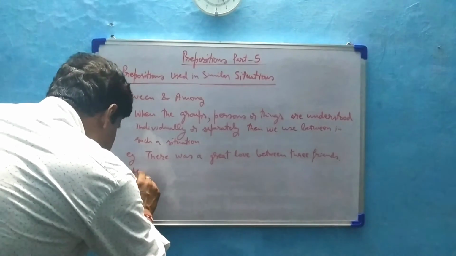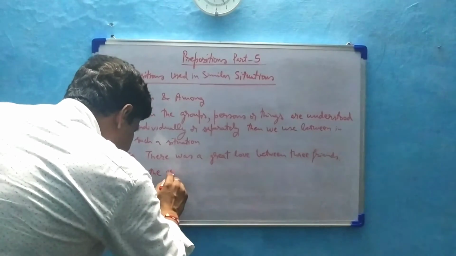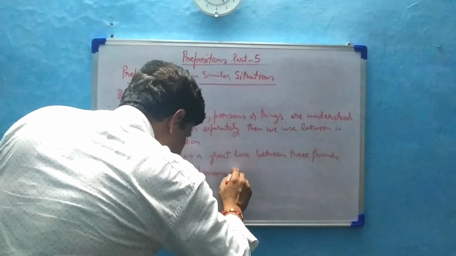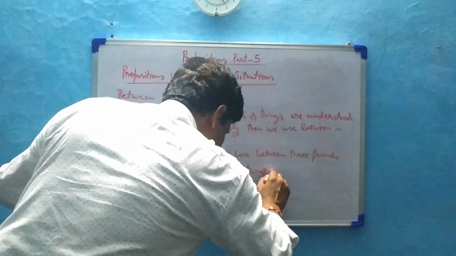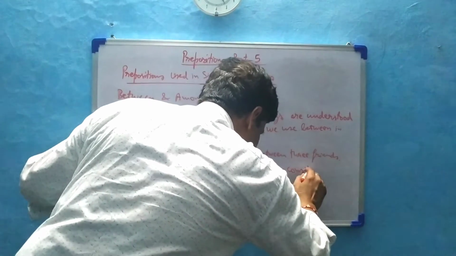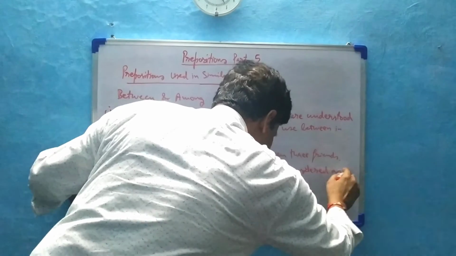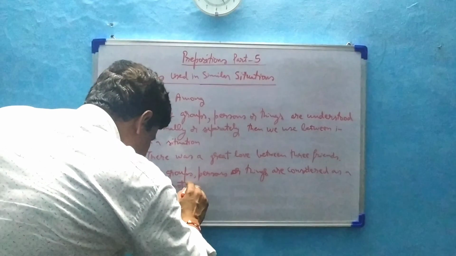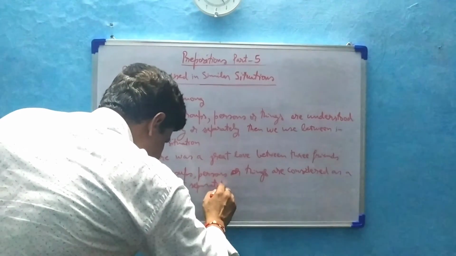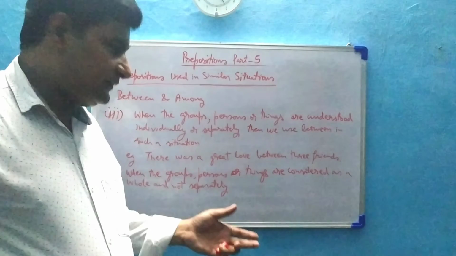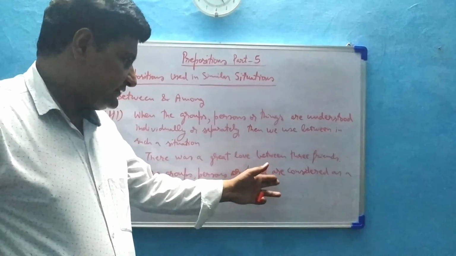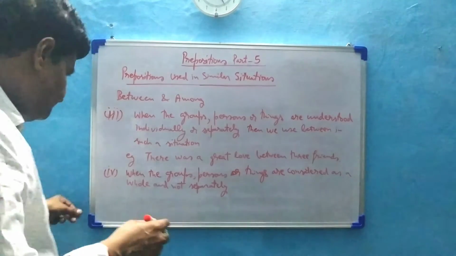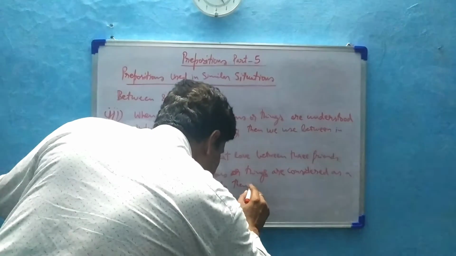There is another case when the groups, persons or things are considered as a whole and not separately. Then among is used.